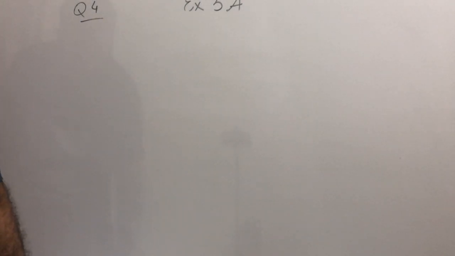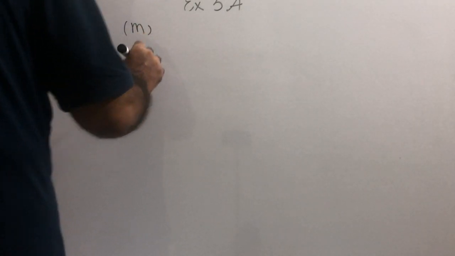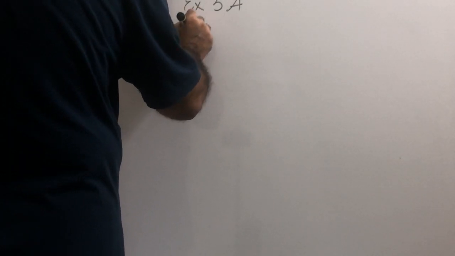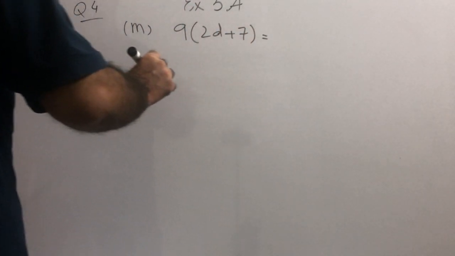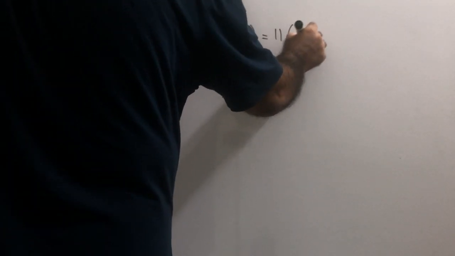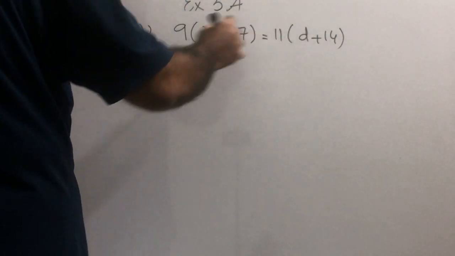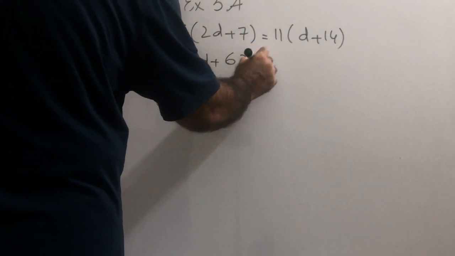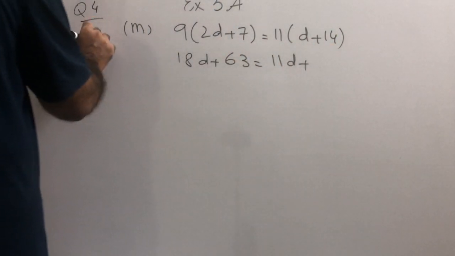Now we'll be doing part number M, which says 9 into 2d plus 7 is equal to 11 into d plus 14. Just open the brackets on both the sides. 9 into 2 becomes 18d plus 9 7s are 63. 11 into d is 11d plus 11 into 14 is how much? We will multiply.